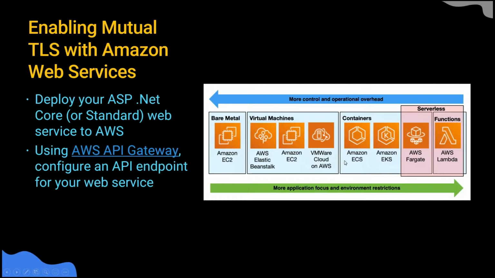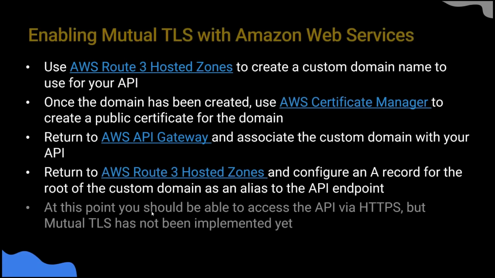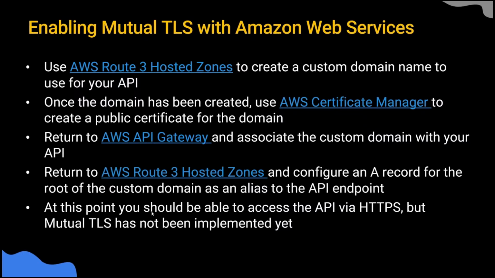Once you've created your web service, you use the AWS API Gateway to configure an endpoint for your service. Now, the way that Amazon does this is when you've created your gateway, it gives you basically a subdomain within Amazon Web Services. It doesn't give you an IP address, and we'll get into that when we look at the differences between Amazon and Azure. So what I'm going to do with this subdomain within Amazon is I'm going to go into the AWS Route 53 hosted zones, and I'm going to create a custom domain to use for the API.